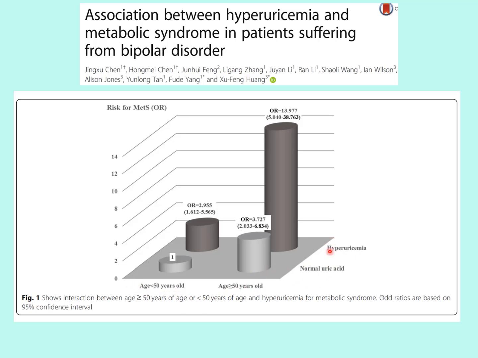Therefore, we use this 3-dimensional plot. As you can see here, this is age less than 50 years, age greater than 50 years. And here you have hyperuricemia. Surely you see this is very high risk to develop metabolic syndrome. If the person is greater than 50 years of age, as well as have hyperuricemia, it's about 13.977 times higher in risk to develop metabolic syndrome compared to the controls.